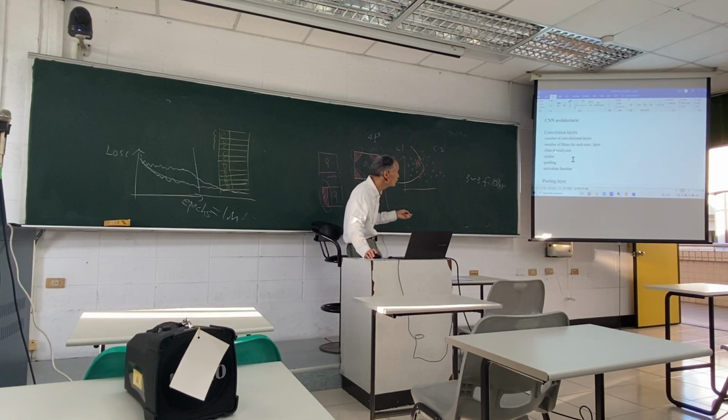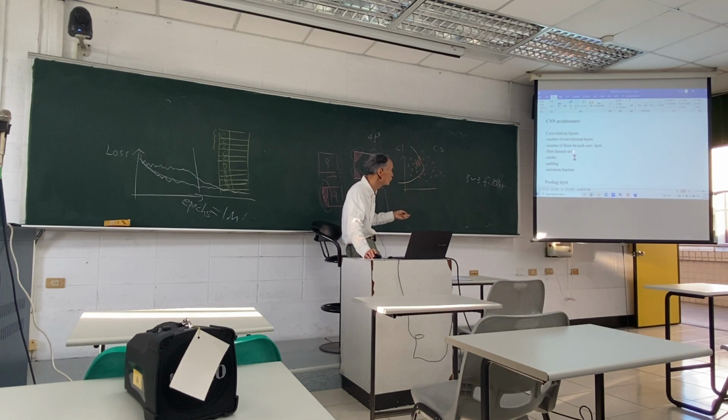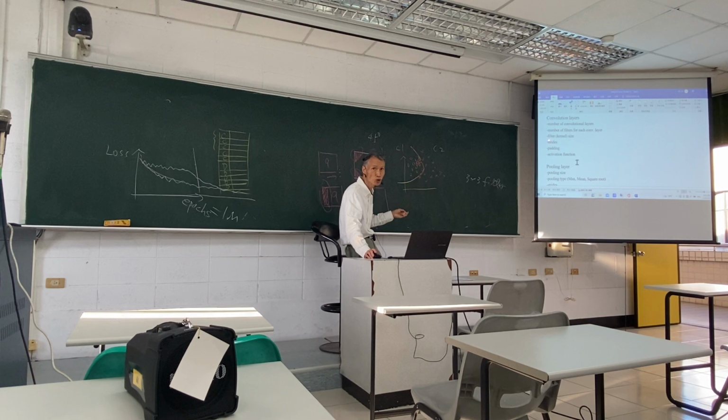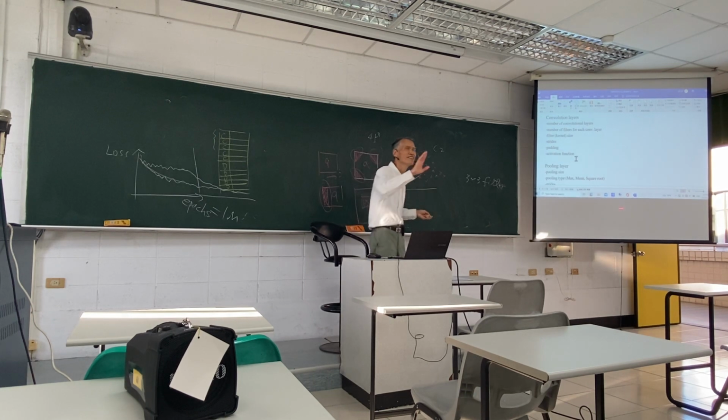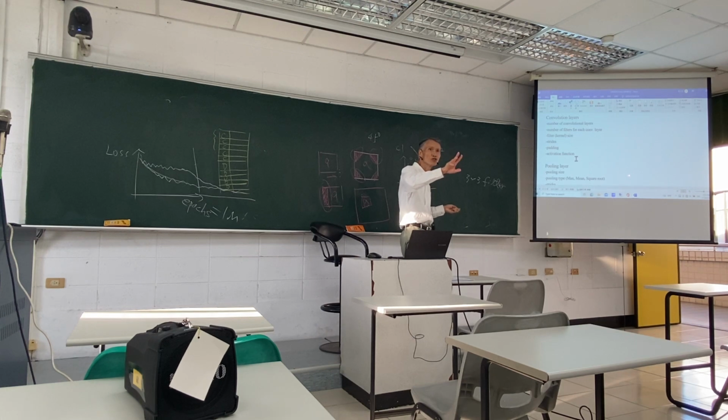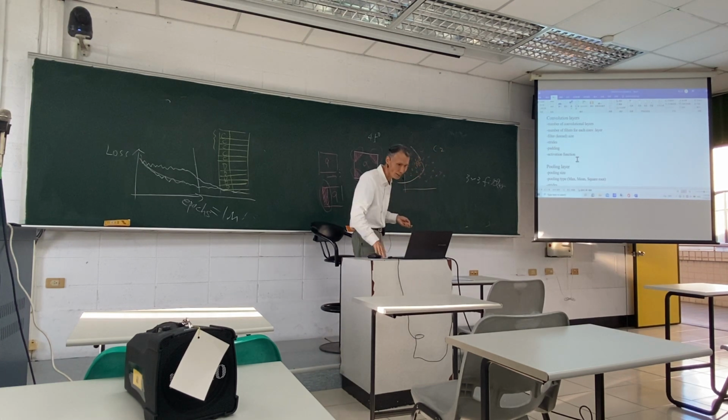Okay, and then you need to determine the filter size, should be 3x3 or 5x5, and the stride. Should you move 1 pixel at a time or 2 pixels? I just recommend 1 or 2. Don't even try 3 or 5, unless you have a very specific purpose.